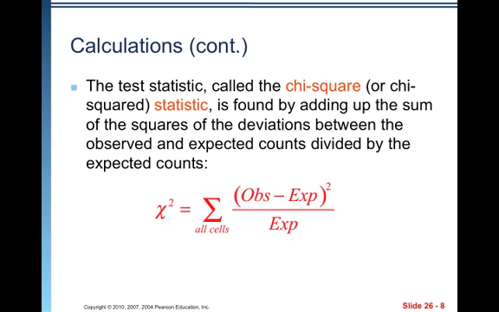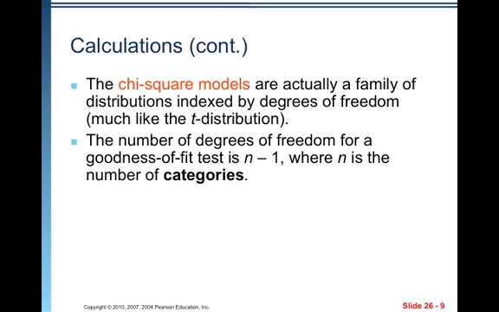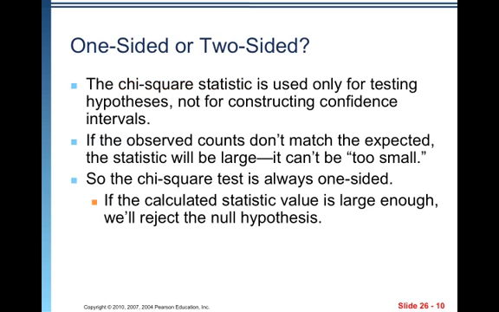The chi-square models are actually a family of distributions indexed by the degrees of freedom, much like the t-distribution. The number of degrees of freedom for a goodness of fit test, and this is going to be different for the other chi-square tests, but for goodness of fit is n minus 1, where n is the number of categories, not the number of individuals who were sampled. Okay, so that's going to be huge. If I ever write a textbook, we're going to call it k minus 1 or something like that, where k is the number of categories, just because it gets confusing with n being different things, but in this case, n is the number of categories.